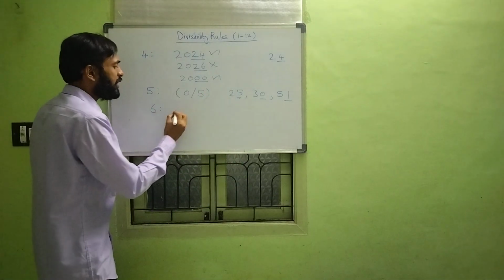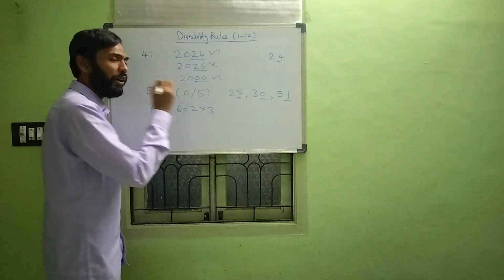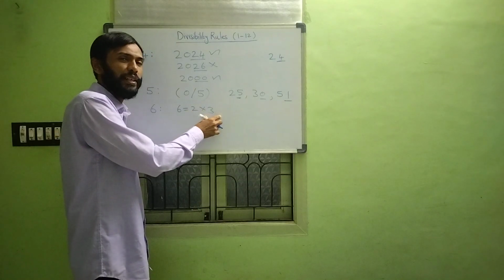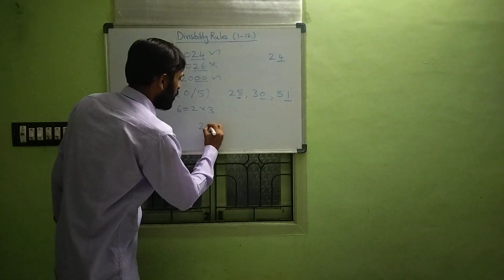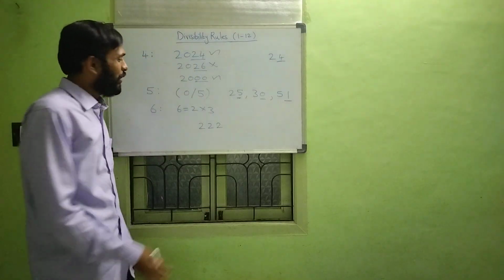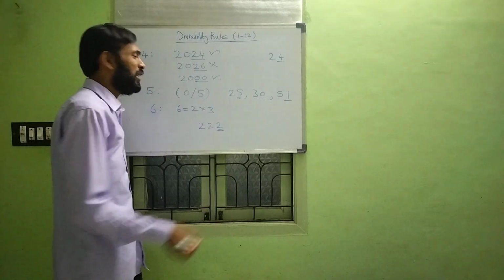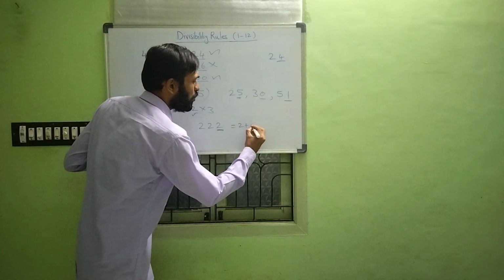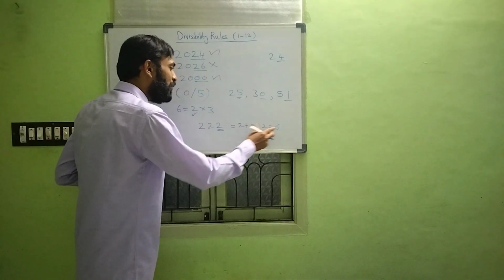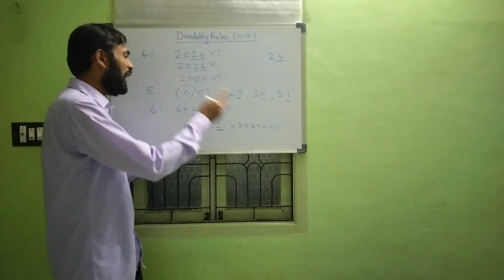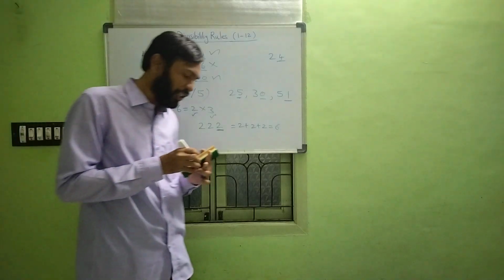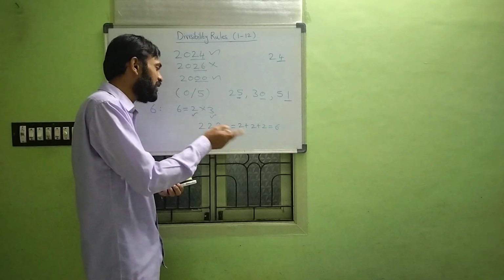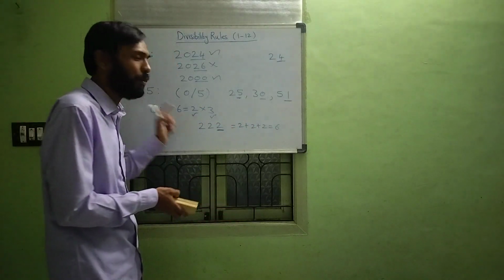Now 6 can be written as 2 times 3. So what does it mean? Here the condition is very simple. The number should be even as well as divisible by 3. For example, 222. See, the last digit is 2, so it is clearly divisible by 2. Now let's add the digits: 2 plus 2 plus 2 is 6. The sum of the digits is divisible by 3, so the entire number is divisible by 6. First check for the divisibility of 2, then check for the divisibility of 3. If it is divisible by both numbers, then the number is divisible by 6.